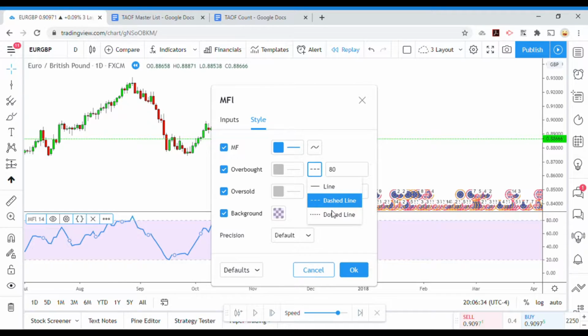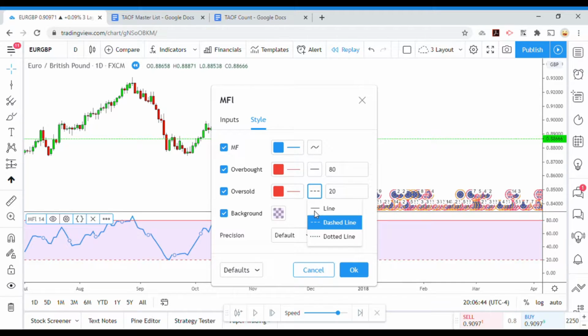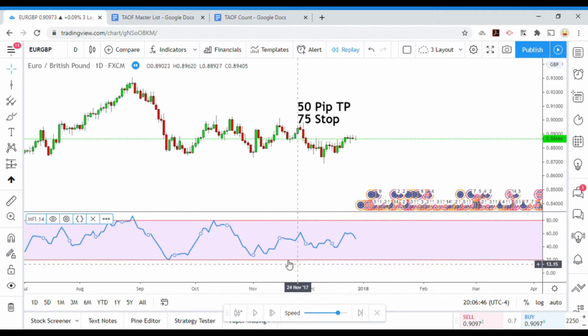Let me actually make those solid red lines. Let's do that.